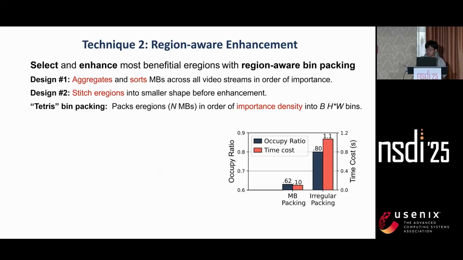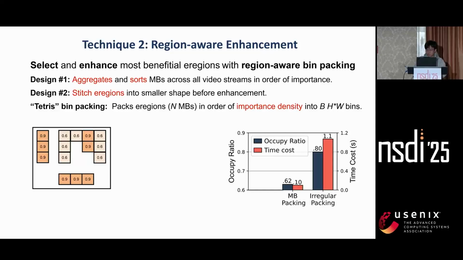So to address this, we propose Tetris bin packing, a method that packs regions into a batch size by H multiply W bins according to their importance density. We use a case to show the benefits of our algorithm.